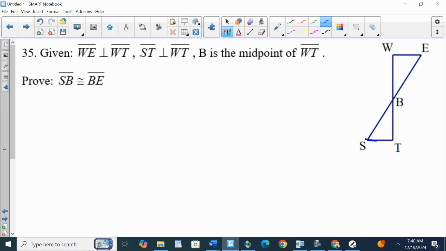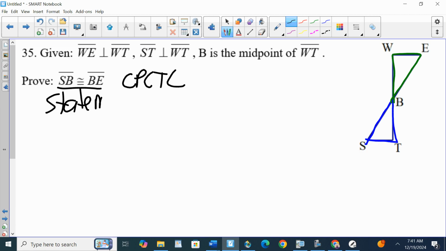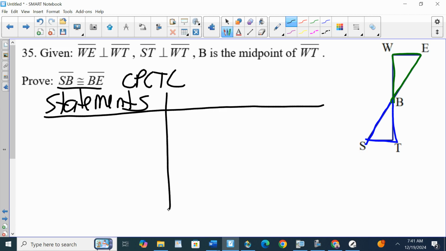Proofs. Prove triangles. Is it obvious which triangles I'm proving? It is to me. Prove 3 things. I need to prove 3 things. C, P, C, T, C for segments or angles. So I know at the end, I'm going to state that SB is congruent to BE, CPCTC. Let's start.